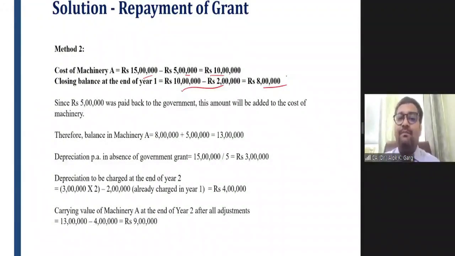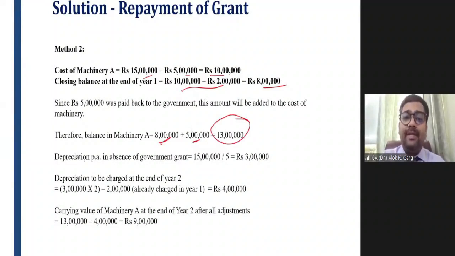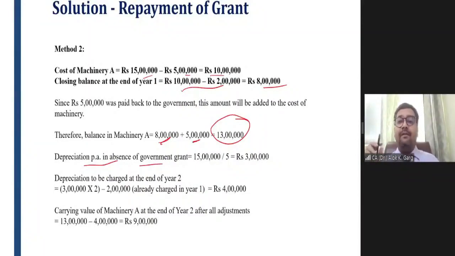Since 5 lakh was paid back to the government, this amount will be added to the cost of the machinery. So the first year carrying value was 8 lakh, and when we add this 5 lakh, it will become 13 lakh. And the depreciation per annum in absence of government grant, if the government grant would not have been received and we have gone by the gross approach, then the depreciation would be 3 lakh every year. And in 2 years, it would be 6 lakh.